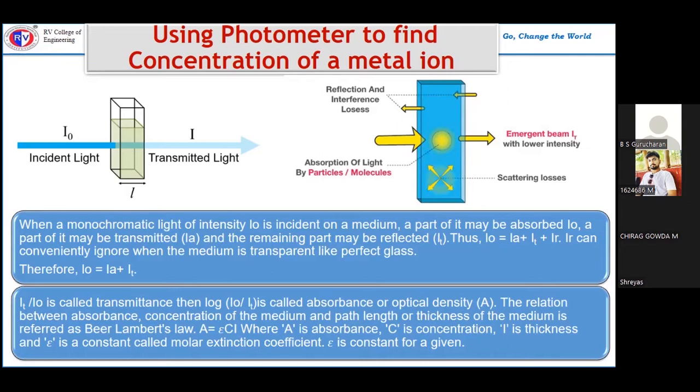So this is about the working of the photometer, colorimeter, and using the photometer to measure the concentration of the metal ion in unknown solution.